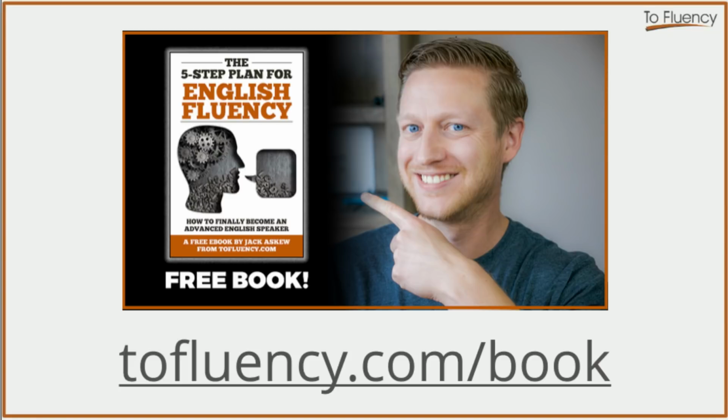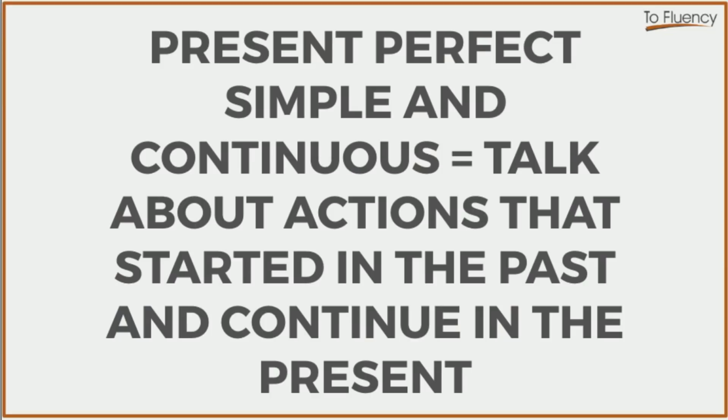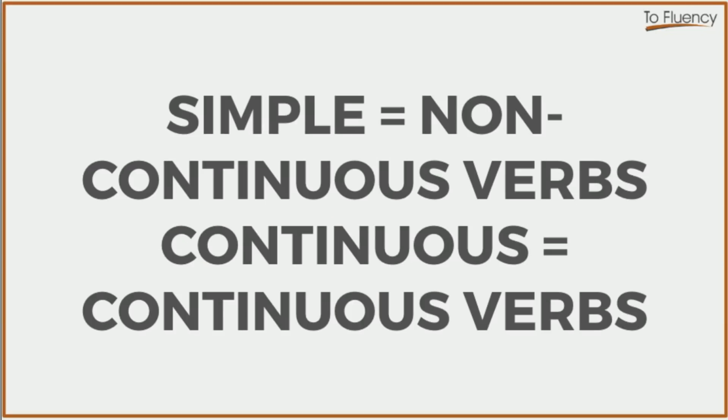Okay, let's get started. Present perfect simple and continuous is used to talk about actions that started in the past and continue in the present. So we can use both these tenses of present perfect simple and present perfect continuous to talk about actions that started in the past and continue in the present. So both of these tenses can do this. And we're going to learn when to use one and when to use the other. And it's not completely simple. There are a few exceptions here, but the rule is this.